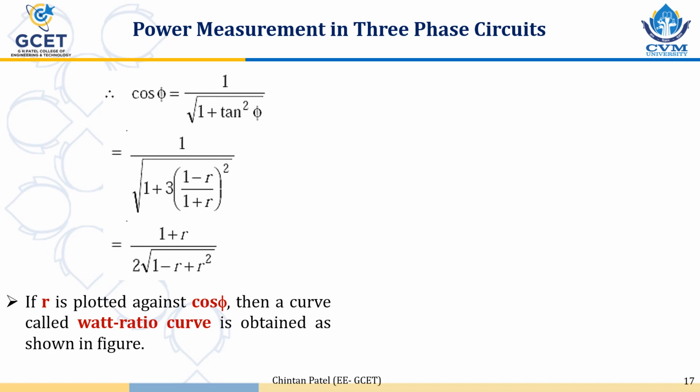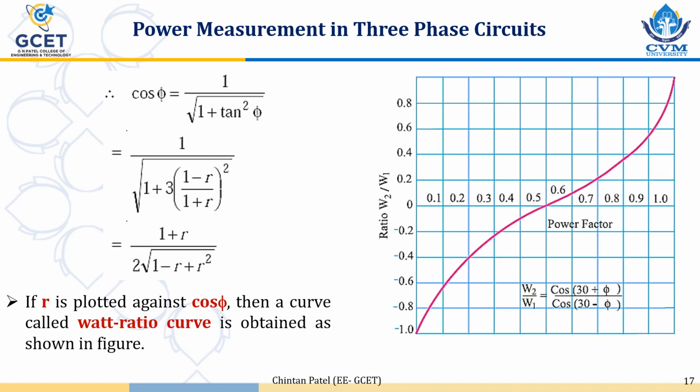And if we plot the value of R against cos phi, then we will have this kind of curve. On the x-axis we take the power factor from 0 to 1. On the y-axis it is the ratio of W2 by W1, and we will get this type of curve, which is known as the watt ratio curve. So from this, if we know this ratio, let's say it is 0.4, then for 0.4 we can calculate the power factor readily. We can measure the power factor readily.